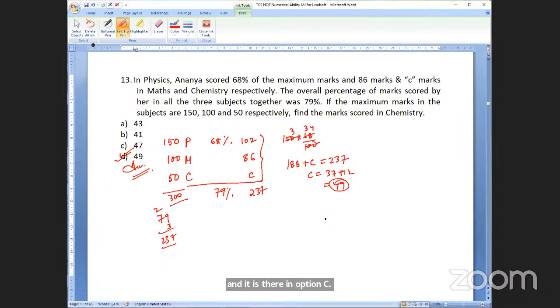Fair enough? Please start focusing on reading the question as quickly as possible. Try practicing reading. That will help you in increasing your speed. Fair enough? Let's take up the next one.